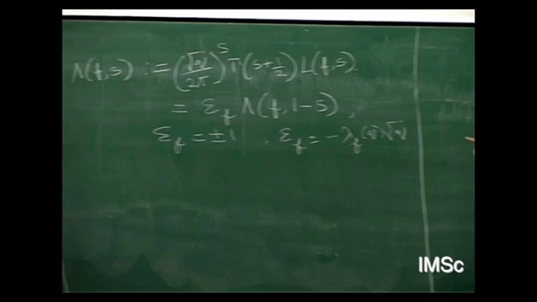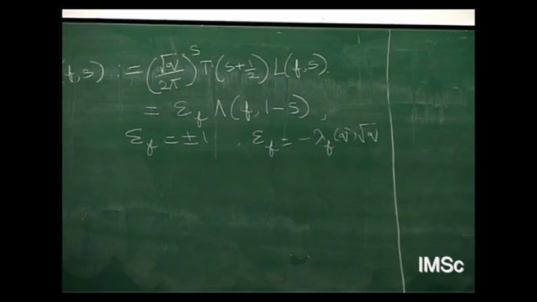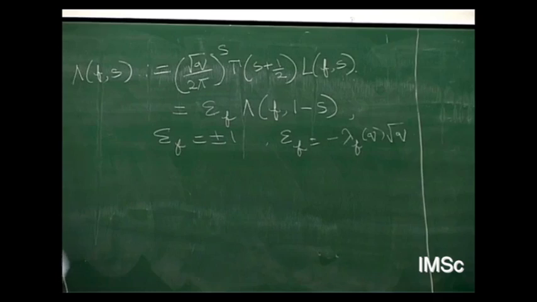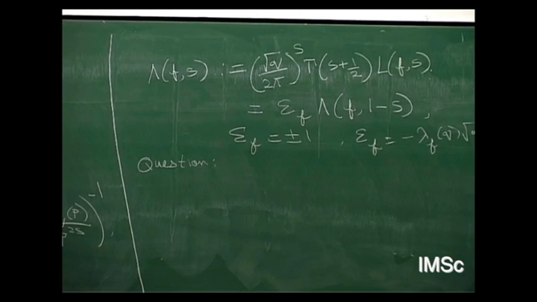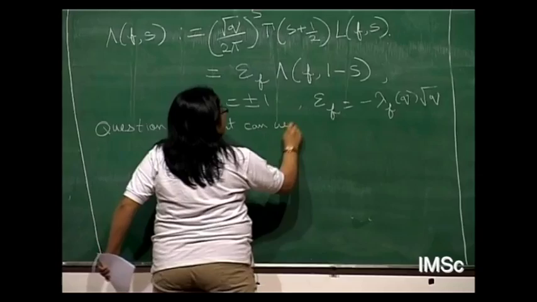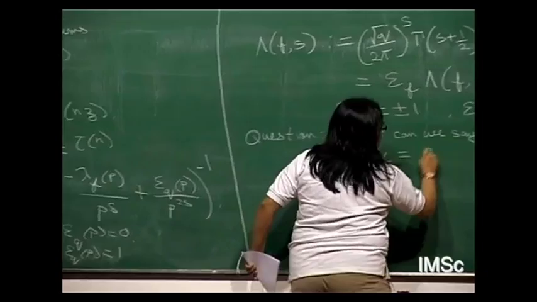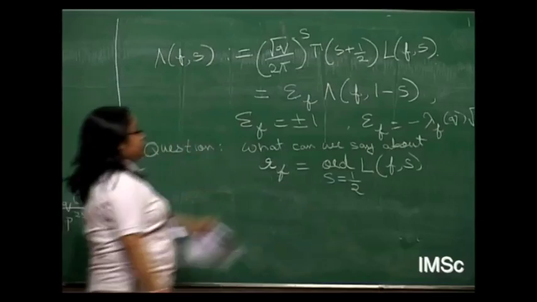Now if your epsilon f is minus 1, in other words, if f is what you call an odd form, then your L f of s would have a zero at s equal to half. So the question that motivated us to look at generalizations was the following fundamental question. What is the order of vanishing of the L function at s equal to half? What can we say about R sub f, which we define as the order of vanishing of this function at s equal to half?